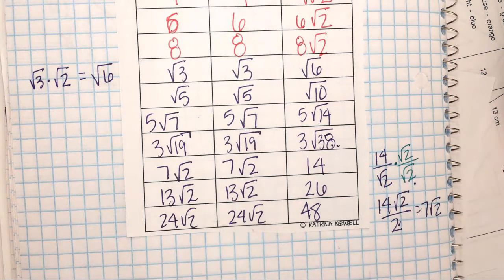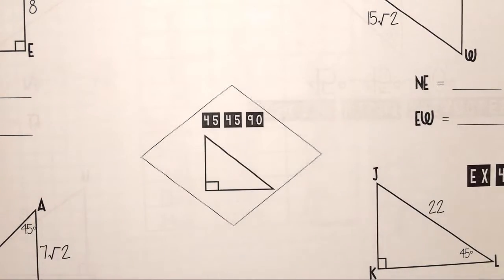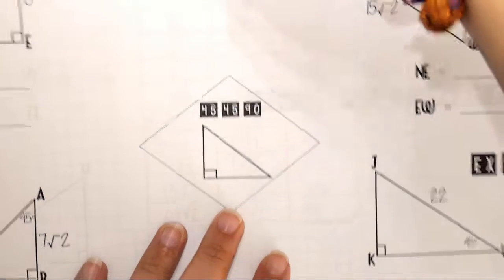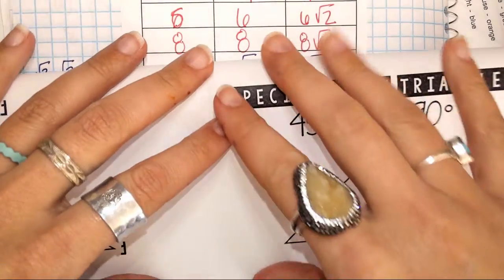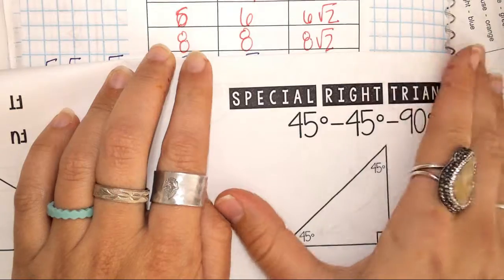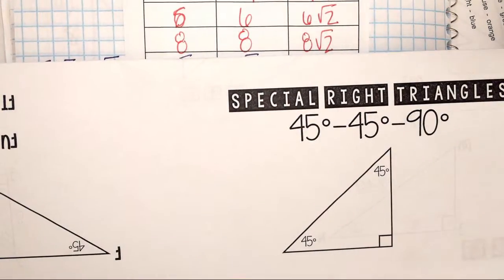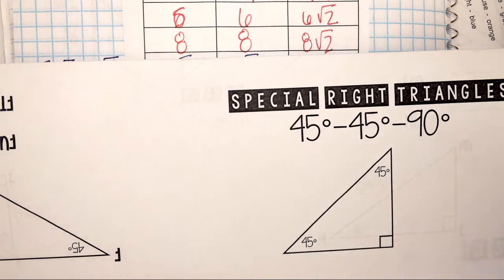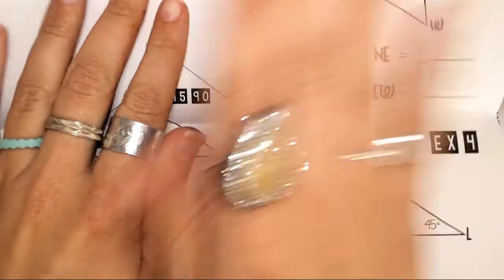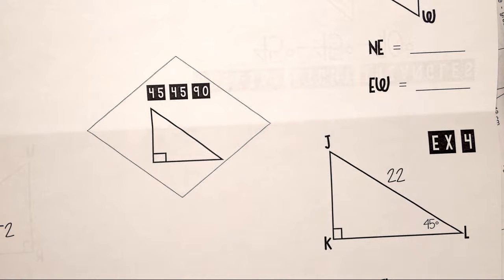Okay, so this is how you fold this. Put it on your desk so that it looks like this. Alright, and then I want you to fold it like this. And then I open it back up.